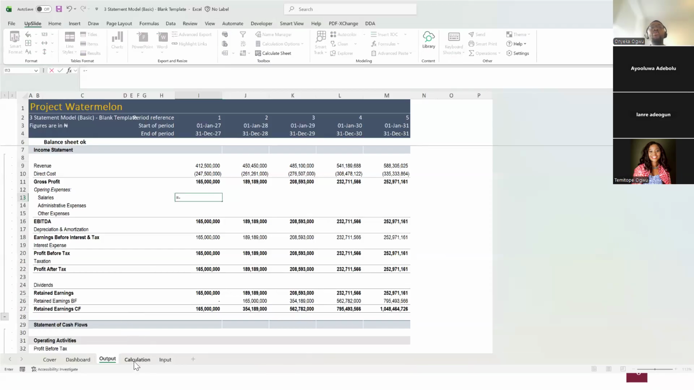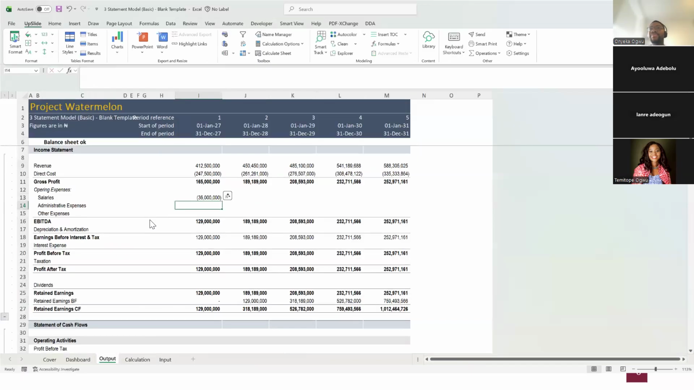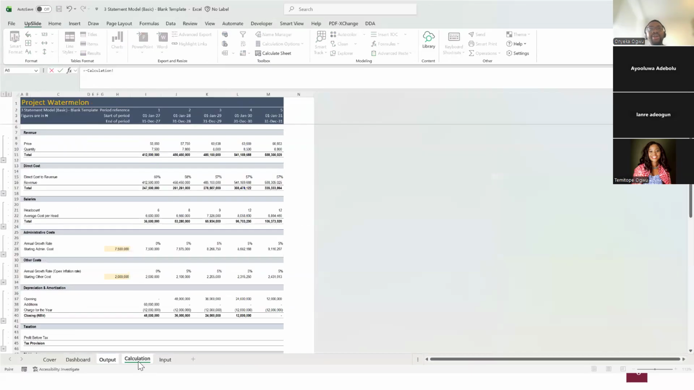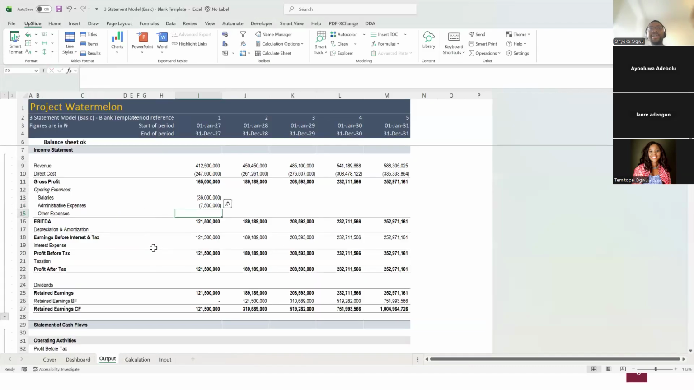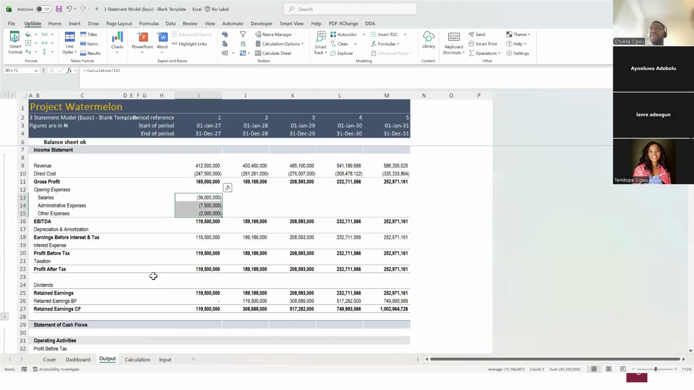So salaries, we've already calculated everything, so we're just linking it. Administrative costs as well, we've done that. Admin cost is here. And other expenses, we've done that already, that is what is here. And we link it and drag it.